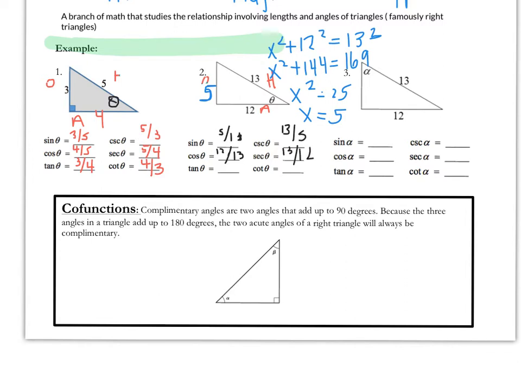Tangent is 5 over 12, opposite over adjacent. So cotangent is 12 over 5.